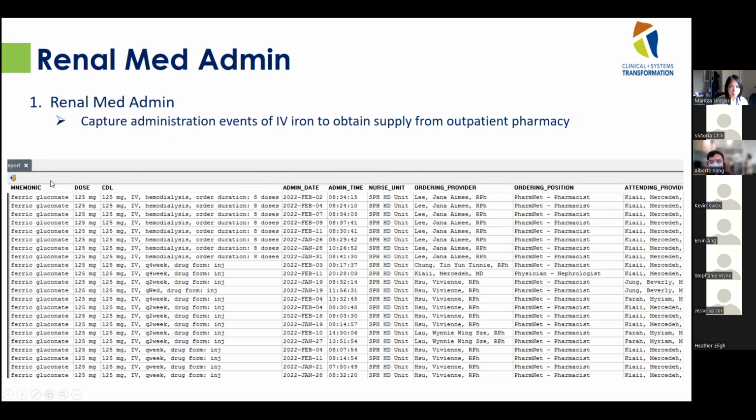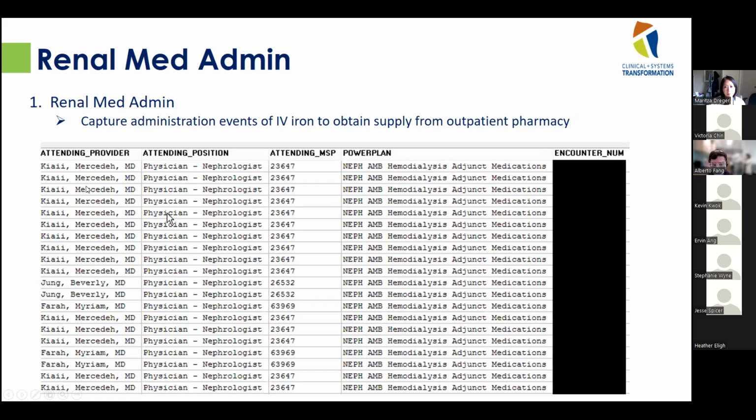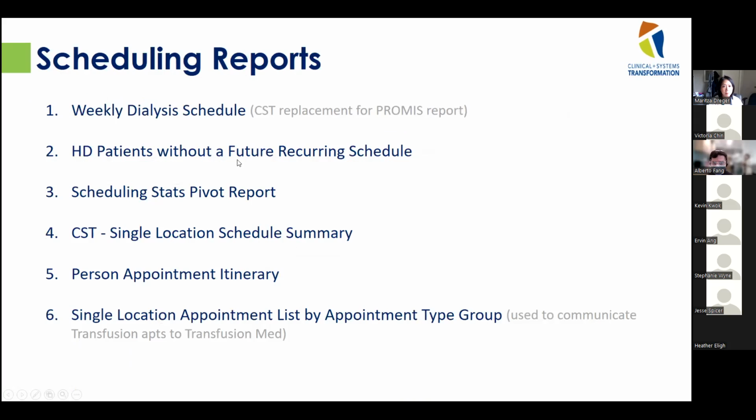So it'll show the actual title of the medication, and then some information like the different order information that was entered. It'll show the ordering position, etc. And then it'll show other useful information like what power plan this order belongs to, attending provider, etc. So a pretty straightforward report that can be run pretty easily.